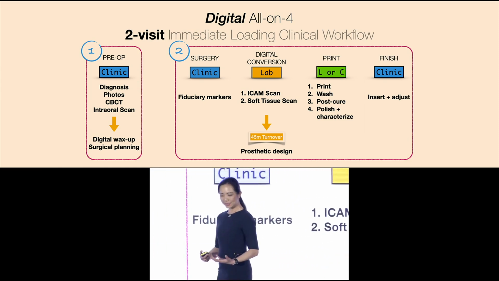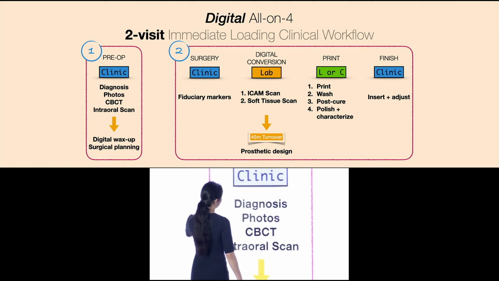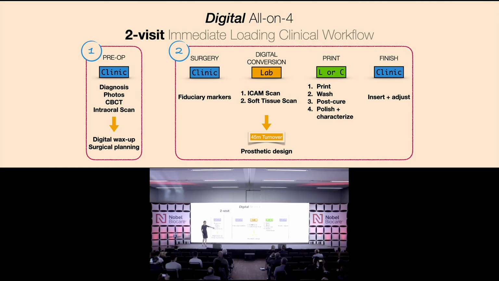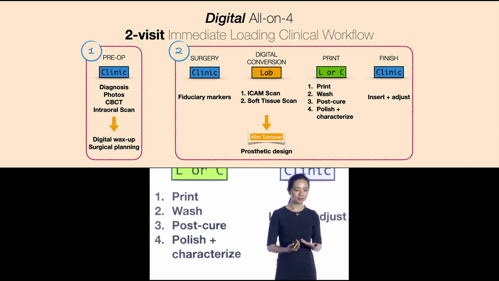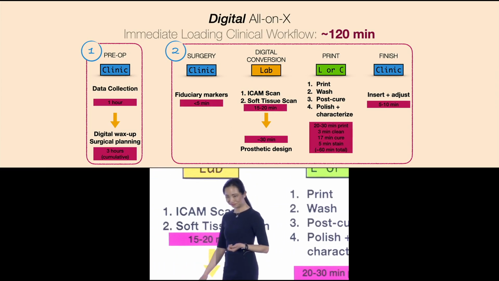So this is the part that I really wanted to get to, which is the 2-visit immediate loading clinical workflow. Visit 1, the entire focus is on making sure that the patient's the right candidate, you get all the technical data put together, and send it off for a digital wax-up and start surgical planning. Visit 2 is where you start with a surgery, then you do the digital conversion, and either the lab or the clinic can print the restoration, depending on who has the printer, and you finish, insert and ingest. So on this level, it looks a lot like the conventional workflow. However, when you look at the time assigned to each step, you're saving a lot of time.